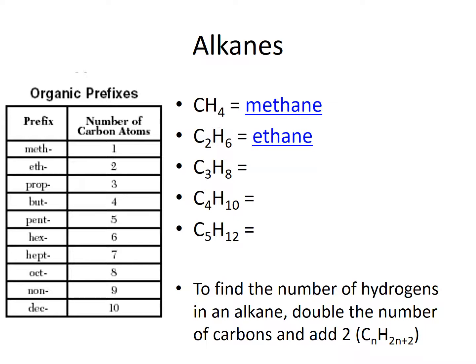3 carbons, singly bonded, propane. 4 carbons, butane. 5 carbons, pentane. You might notice that chemically the formula for pentane is C5H12. What you basically do is double the carbon number and add 2, and that will give you the hydrogen number for all the anes, the alkanes.